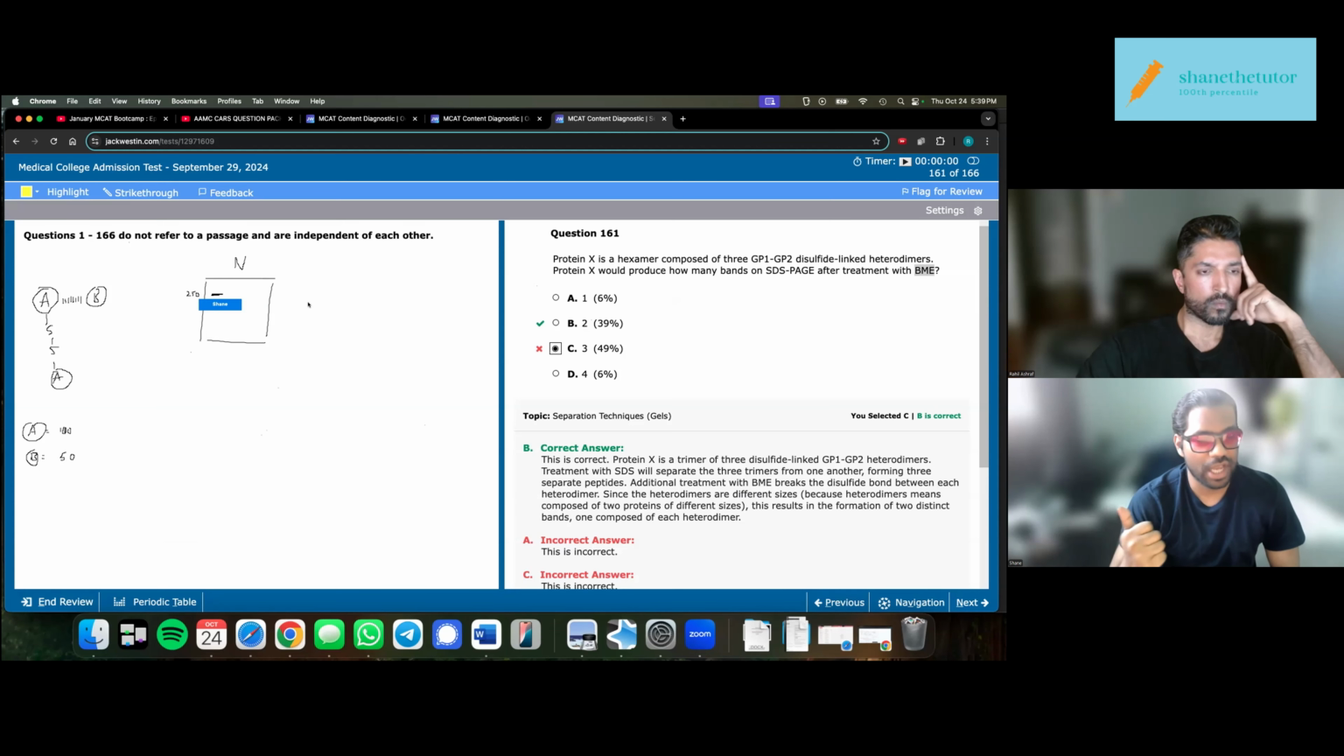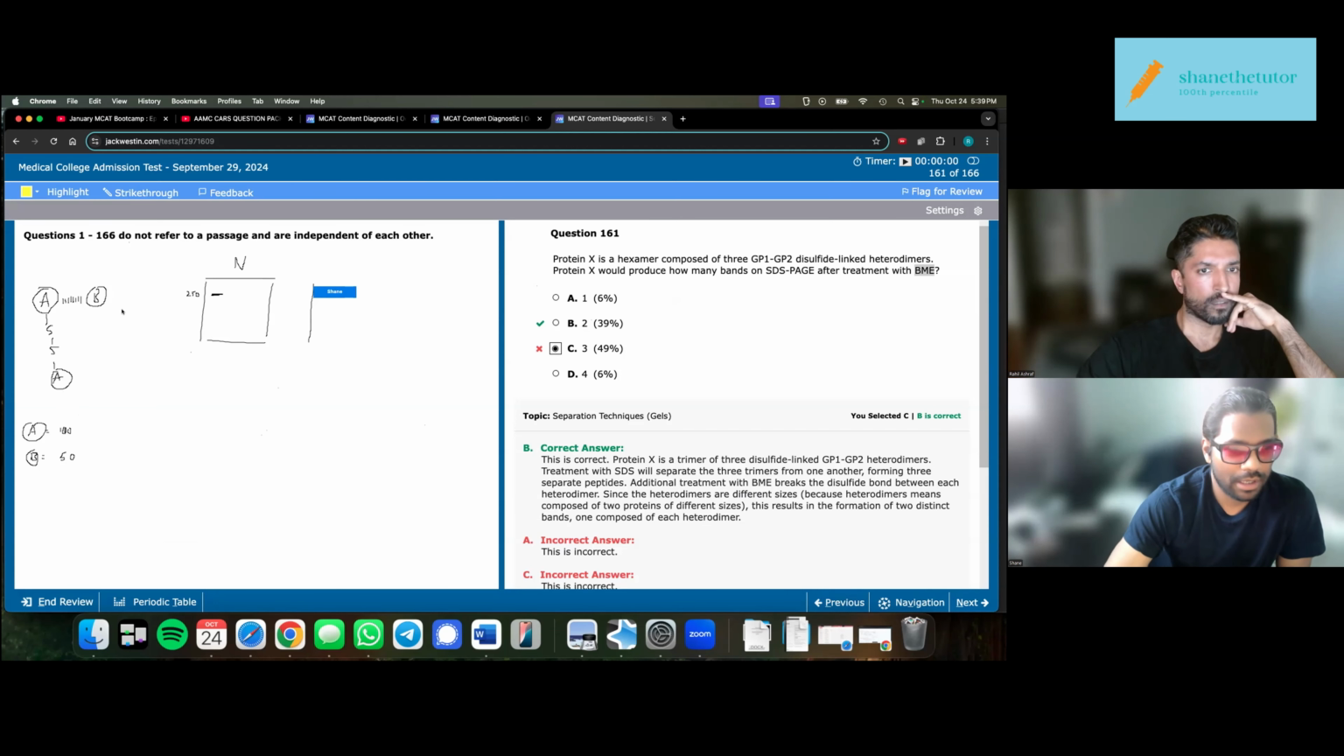Because each A subunit weighs 100 and the B weighs 50, so that's 100 plus 100 plus 50, right? And how come you doubled A? Oh, because you put the entire thing, okay, I see now. Now, next we will have SDS, which is just denaturing.